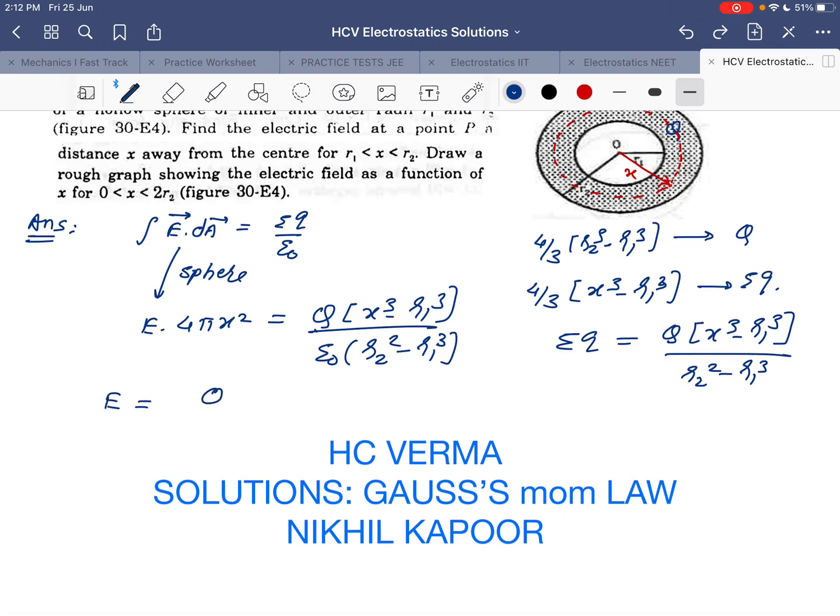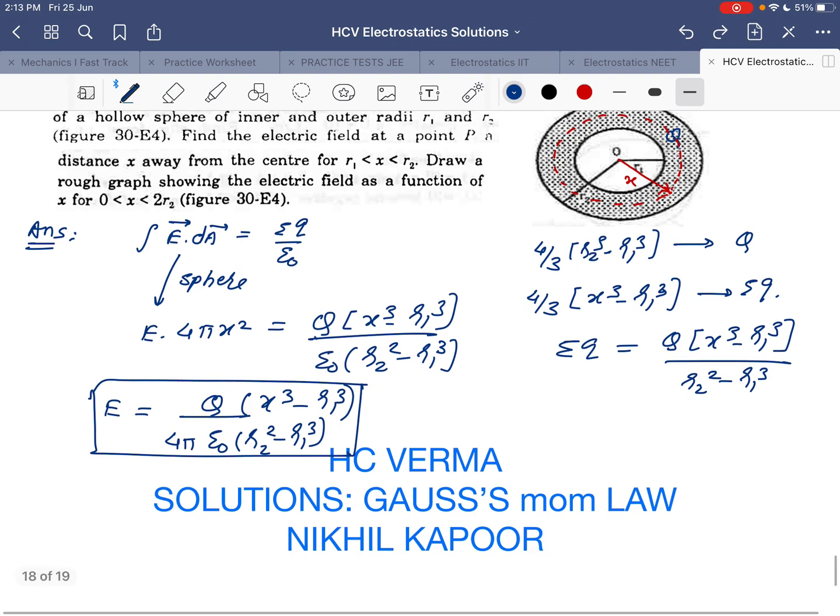So the electric field at a point at position x between the walls of the two spheres will be Q upon 4 pi epsilon naught, (x cube minus r1 cube) divided by (r2 cube minus r1 cube) times x square, and that is the formula for electric field at any position x. Now we need to draw a rough graph showing the electric field as a function of x, from 0 to 2r2.